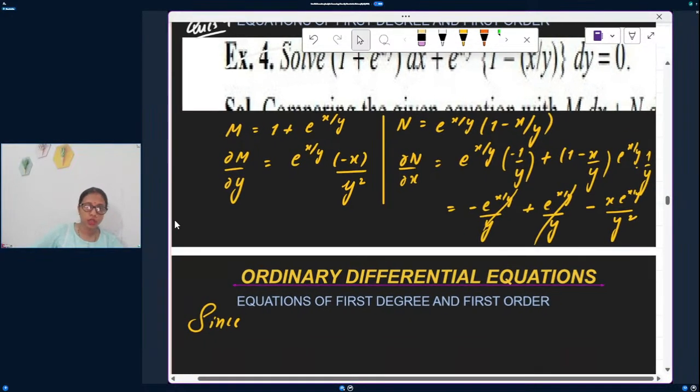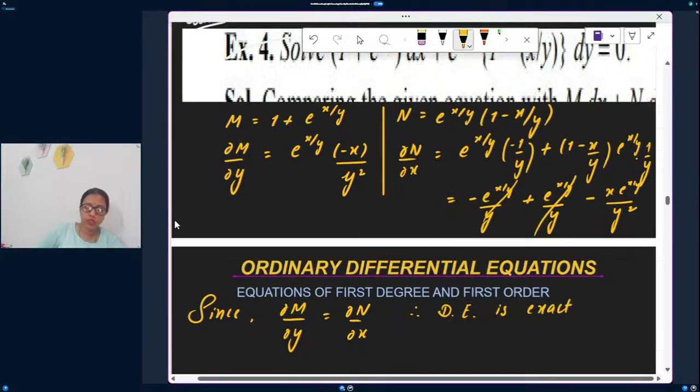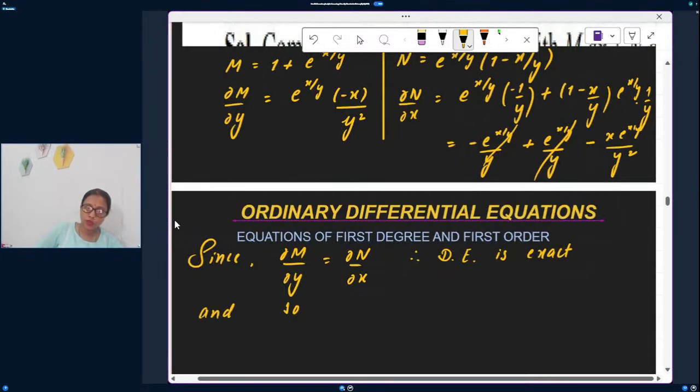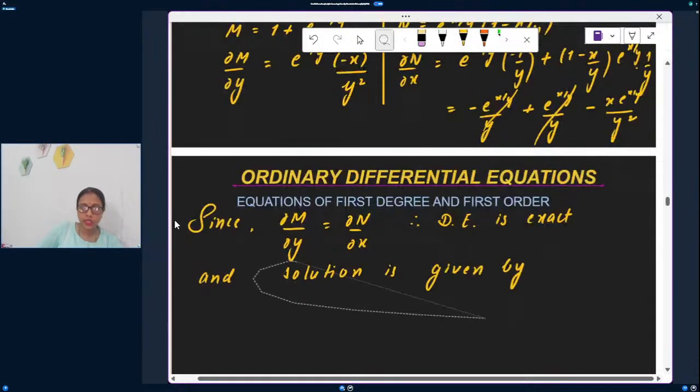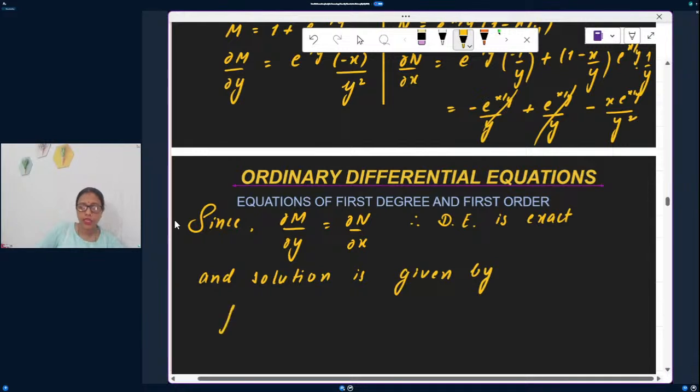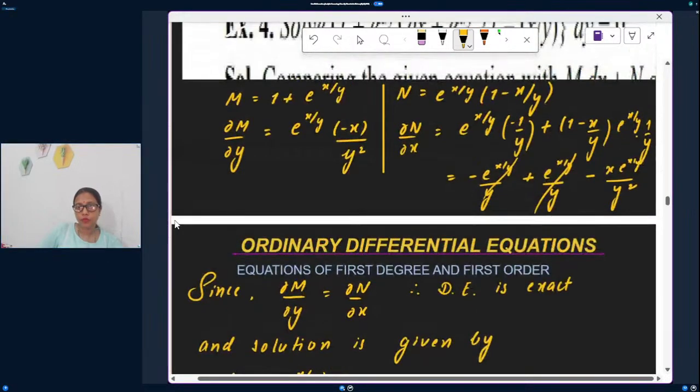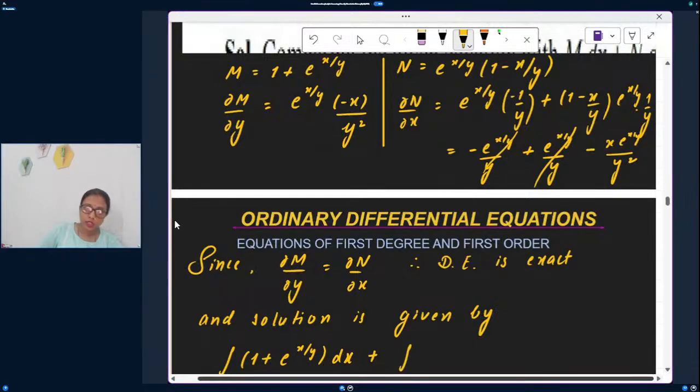To get the solution: since del M by del y is equal to del N by del x, therefore the differential equation is exact and the solution is given by the integration of M, which is 1 plus e raised to power x by y, with respect to x, plus integration of N.